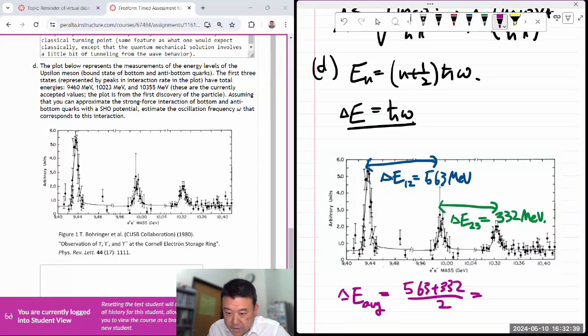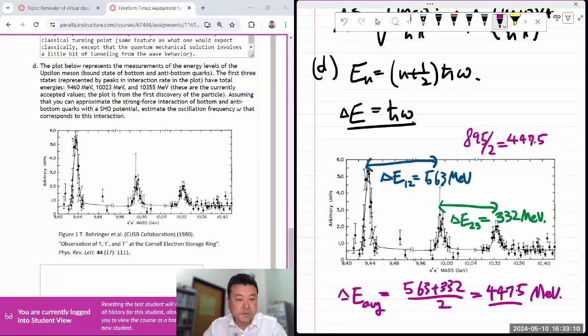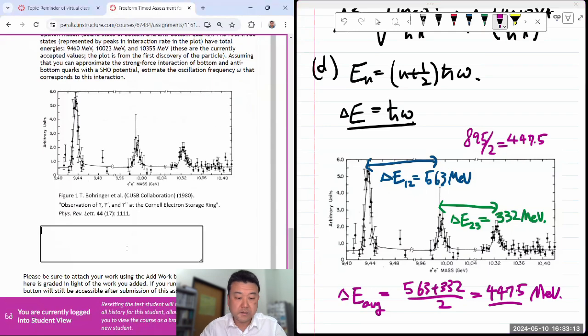That's 895 divided by 2. So that's 4... I really shouldn't be doing this in my head. 4, is that 7.5? 2, 14. Yeah, I think it's 447.5 MeV. So we'll say, assuming that, the average energy difference between levels, delta, is equal to 447.5 MeV.